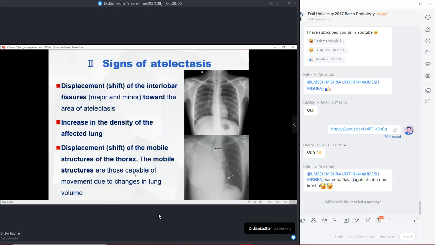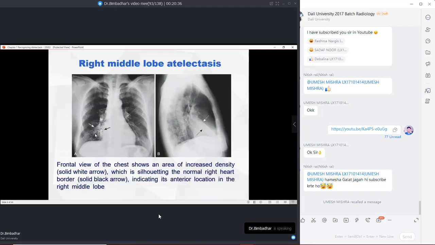Okay, so the mobile structures are those capable of movement during the changes in lung volume. So there will be a severe loss of volume, and that is one thing. Shift of the interlobar fissures, major fissure and the minor fissure towards the atelectasis, and then there will be displacement of the mobile structures of the thorax, which is the trachea, mediastinum, heart, and the diaphragm. And then at the same point of time, there will be increased density of the affected site. Okay, those are the three main important characteristic features of atelectasis, right?